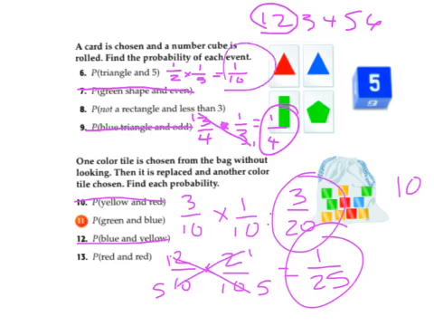So guys, that is compound probability. Find the probability of the first event, probability of the second event, and multiply.